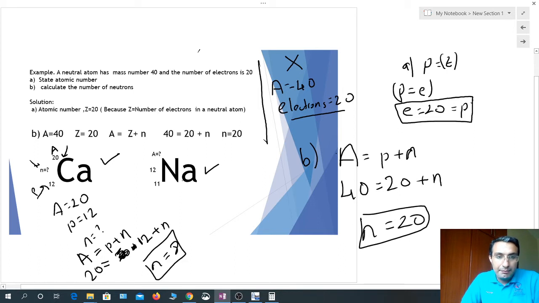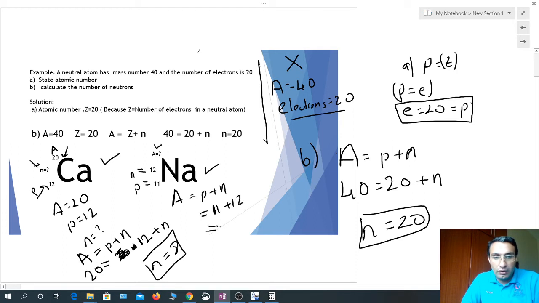In the second example, you can see they are asking for the value of A. I have the number of neutrons and I have the value of protons, so I know that A is equal to P plus N. P is 11 plus N is 12.